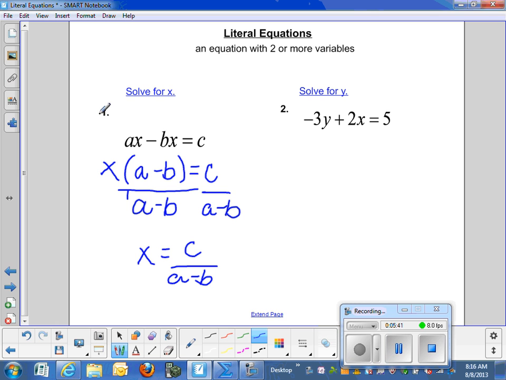And we know this should be number 3, and this should be number 4. Okay? Solve for y. We want to isolate y. Negative 3y plus 2x equals 5. We'll be solving for y a lot in Algebra 1, so this is one of the reasons we learned how to use literal equations. Alright, so we're going to be solving for y. So I have a plus 2x added to it, so I'm going to have minus 2x.